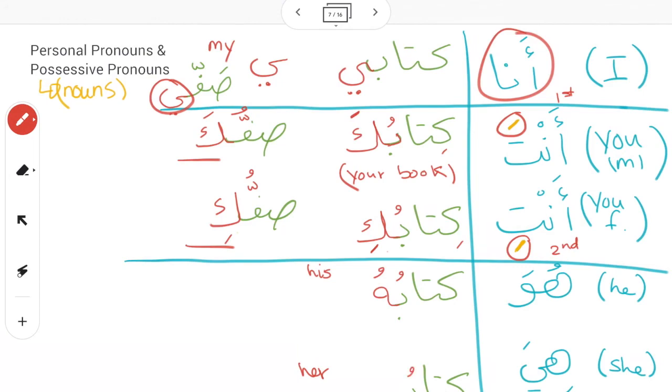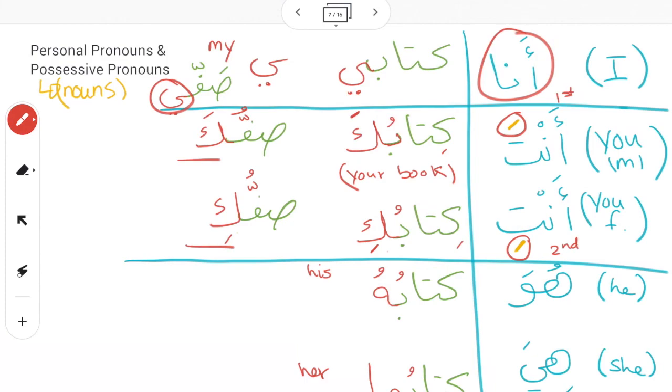Kitabuhu. And for hers, kitabuha. Okay. Now this right here, same thing, safuhu and safuha, if we use the word saf.